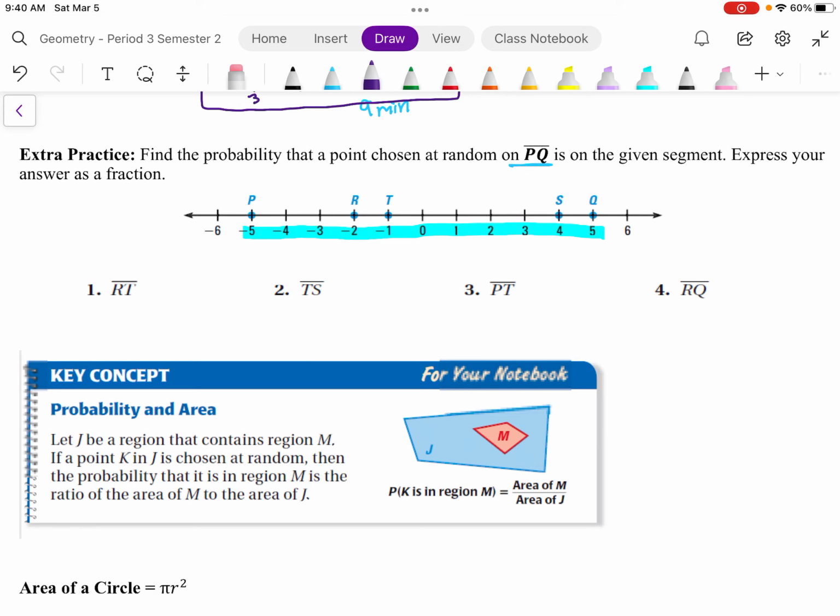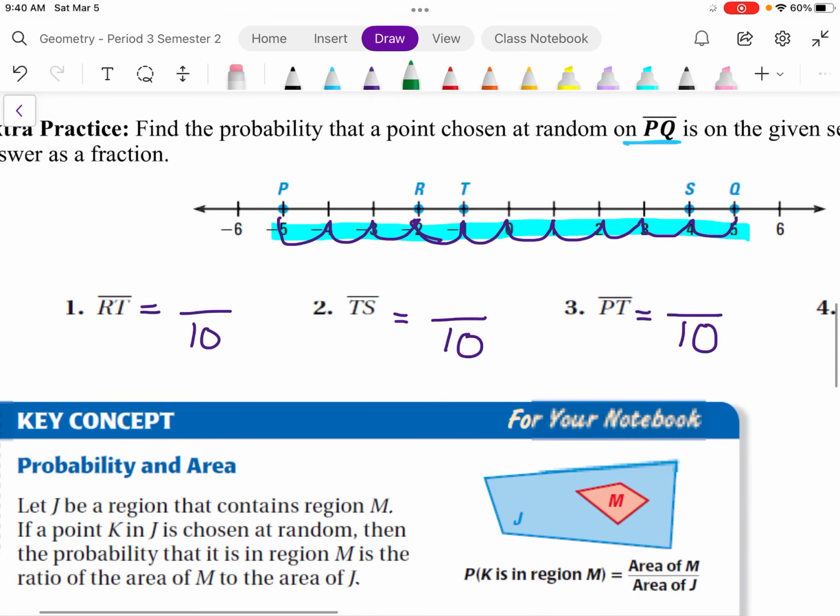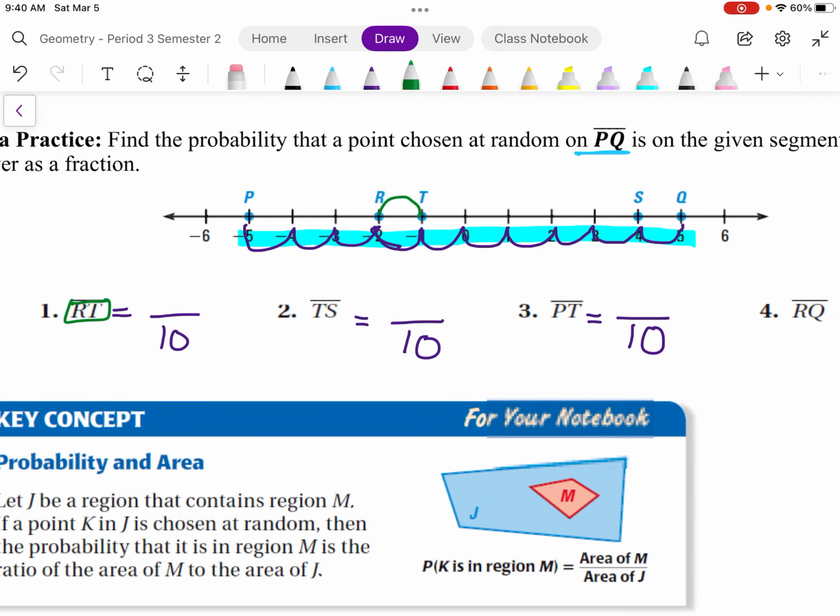So the total distance between P and Q would be 1, 2, 3, 4, 5, 6, 7, 8, 9, 10. So that means the bottom number of all of our fractions are going to be 10, because that is the total outcomes possible. Now we just need to figure out what the top numbers are going to be. So the first one we're looking at is RT. So the distance from R to T is 1. So 1/10 is the probability we land on RT.